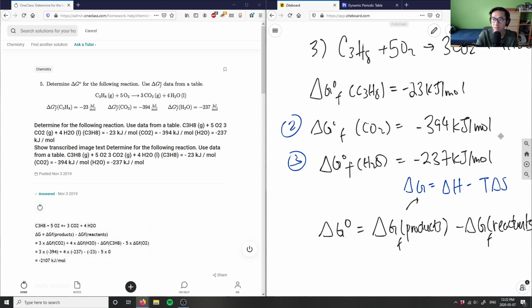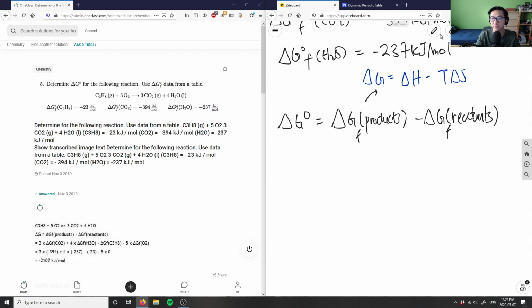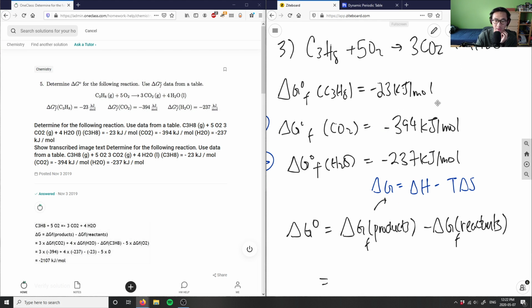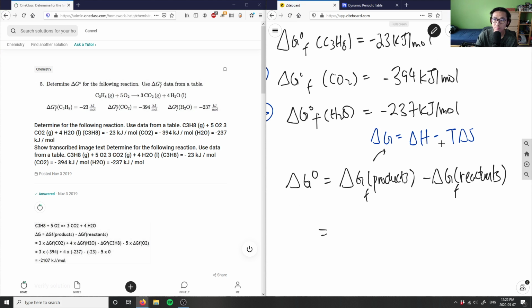This is very similar to Hess's law, where instead of enthalpy, we're just using Gibbs free energy. So this is going to equal the products, which is 3 carbon dioxides, right? I'm forming 3 carbon dioxides, so I have to use this Gibbs free energy 3 times. Coefficients do matter here, and this is already a balanced chemical equation, so we don't have to worry about the coefficients being incorrect. So we can write 3 multiplied by the Gibbs free energy of carbon dioxide, which is negative 394 kilojoules per mole.